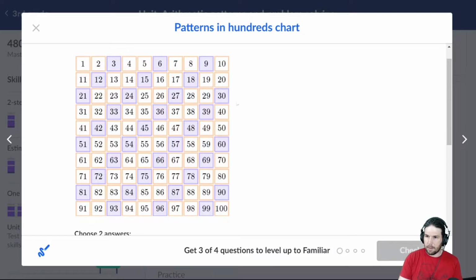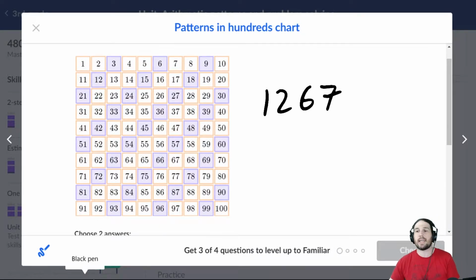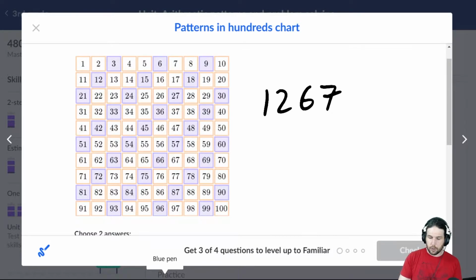Let's say I have a number like, I don't know, 1,267. I have no idea if this is divisible by 3 or not. I just made it up. The way to figure out if something is divisible by 3 is to add up all of the digits. So 1 plus 2 is 3, plus 6 is 9, plus 7 is 16. And then check. Is this divisible by 3? Well, I happen to know for a fact that 16 is not divisible by 3, so the whole number isn't.